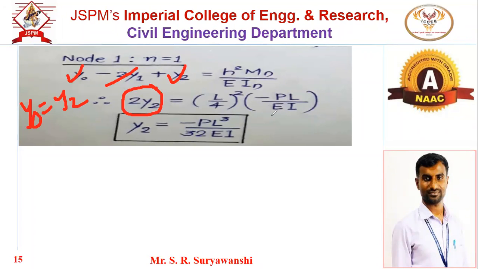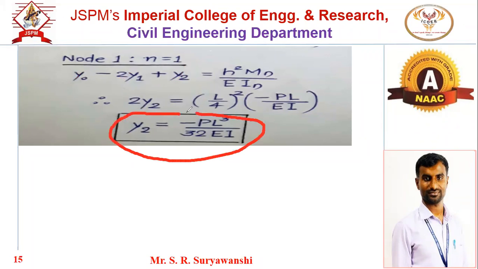If you rearrange this, 2 into 4 square, 16 into 2, 32, and that will be minus PL cube by 32 EI. So this is the value of y2, the deflection at the second node. So that is the change between cantilever and simply supported beam.